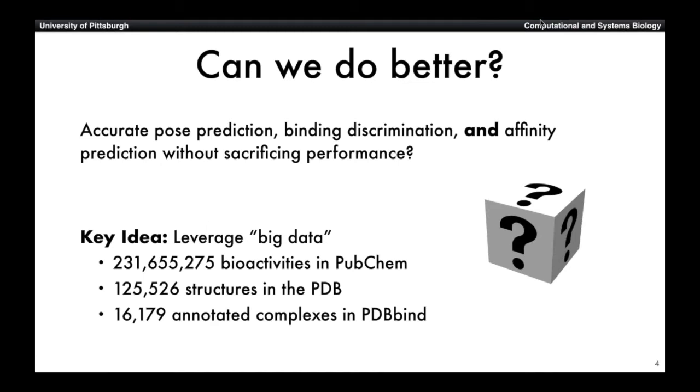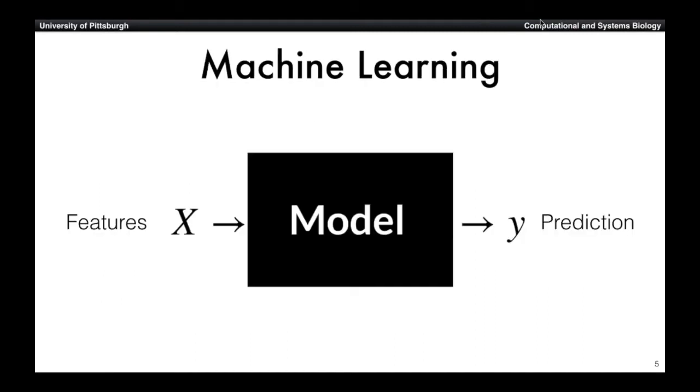What we'd like to do is do something better, because there's so much data out there. There are hundreds of millions of bioactivities in PubChem. Most of them are inactivities, but there's still data. There are hundreds of thousands of structures in the PDB, and even when you take the intersection, you're left with tens of thousands of annotated complexes. And we'd like to shove that all through a machine learning workflow.